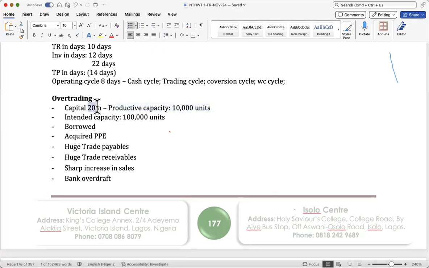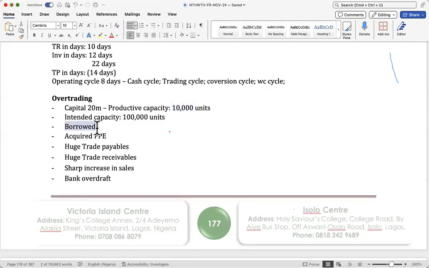But this company, or this my guy, believes that he can do 100,000 units, even though his capital can only accommodate 10,000, remember? But he believes he can do 100,000. That's his intended capacity. The funny thing is that he was able to do it. He was able to achieve it. He achieved the 100,000. How did he do it? Number one, he will have borrowed from banks, from friends, from families, because this 20 million capital is not enough. 20 million can only do 10,000. So he will have borrowed.